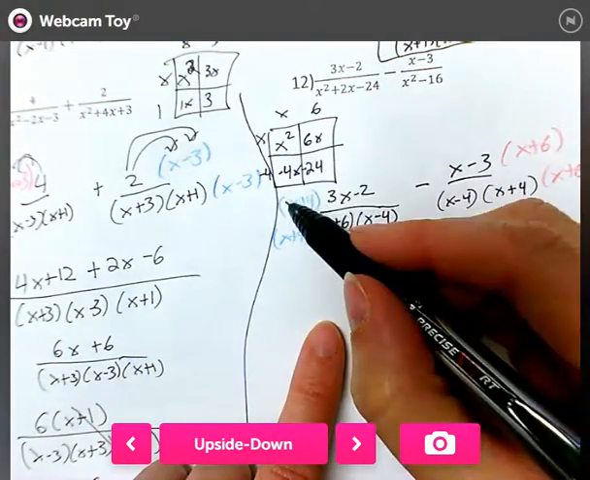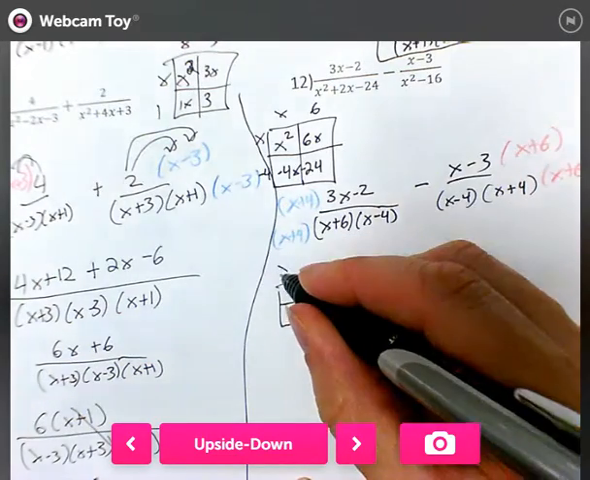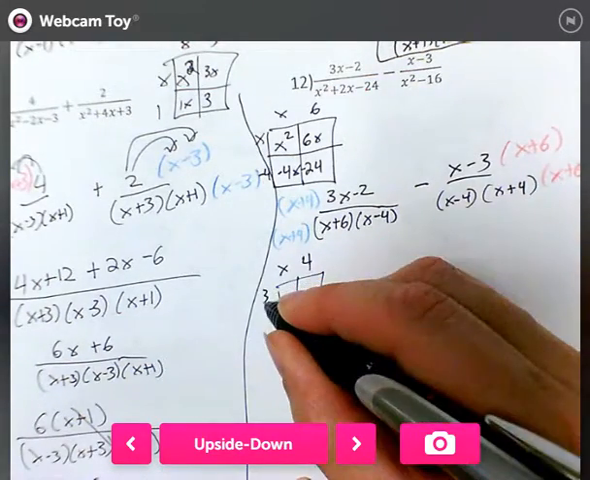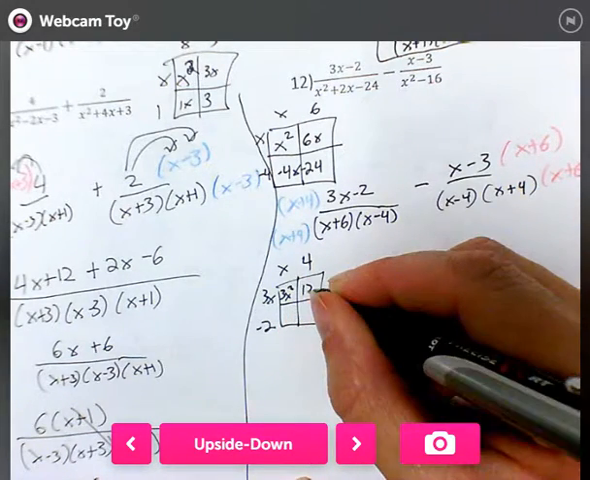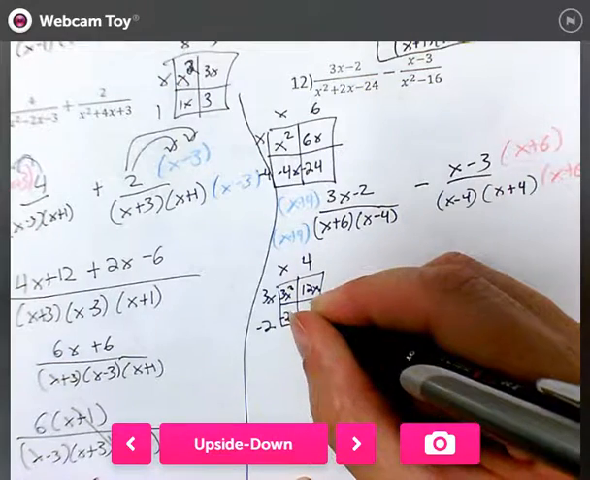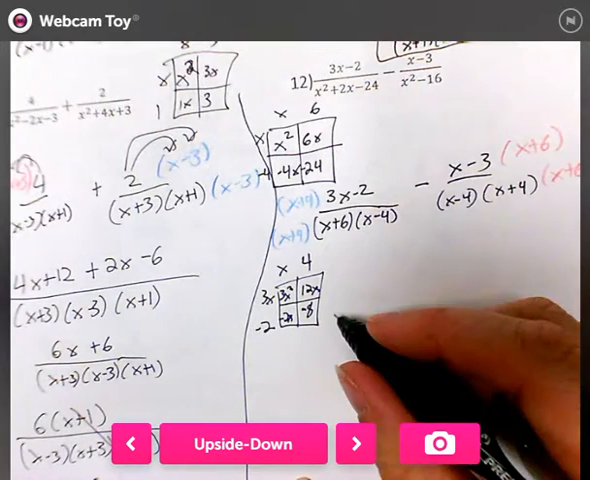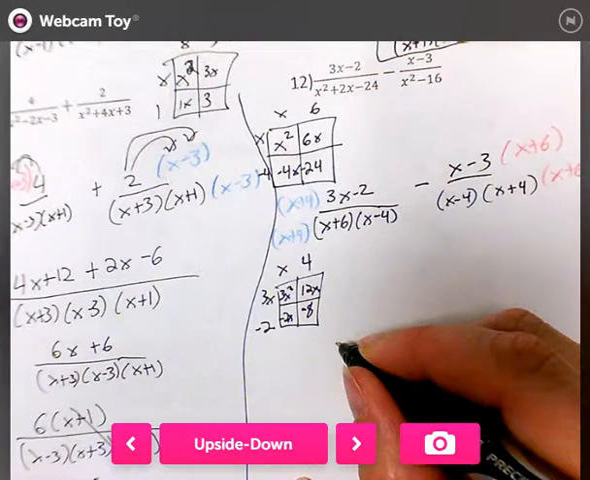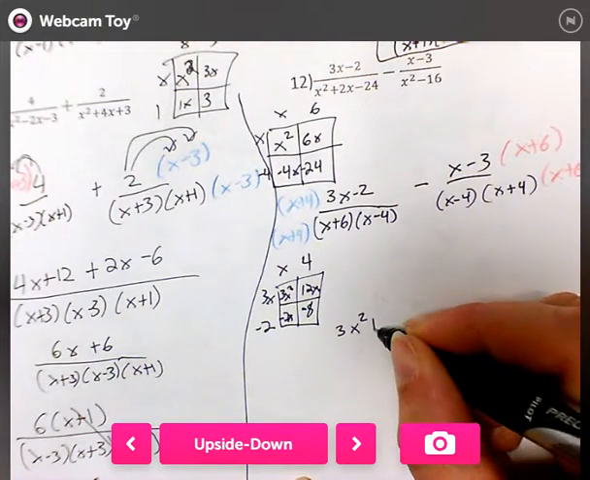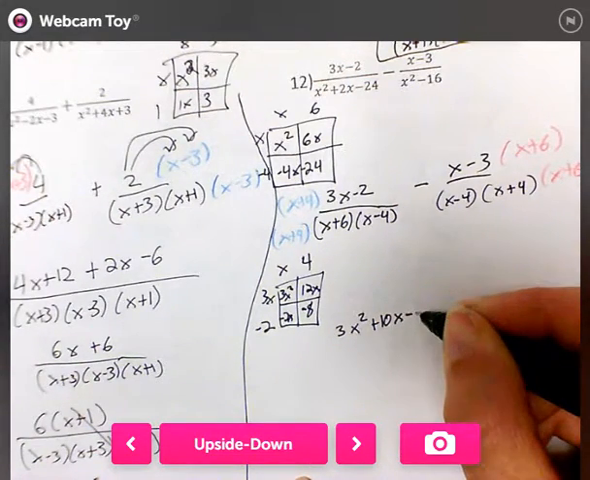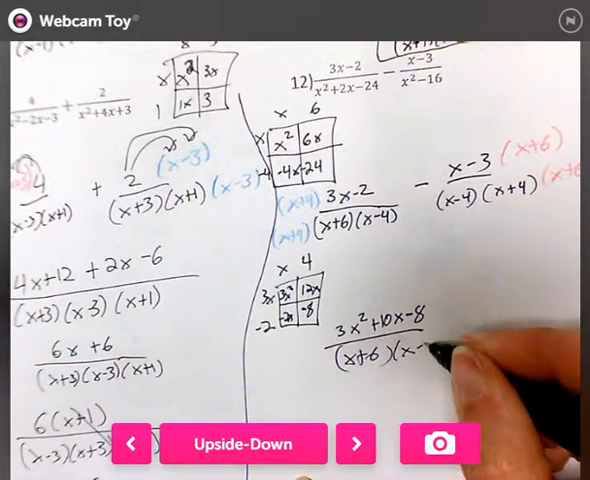Okay, now I am going to have to multiply these out, so I'm going to have to do that little Punnett square thing. I've got x and 4 and 3x and negative 2, leaving me 3x squared, 12x minus 2x minus 8. So that ends up giving me 3x squared plus 10x minus 8 all over x plus 6 times x minus 4 times x plus 4.